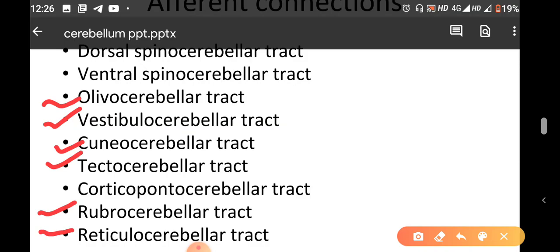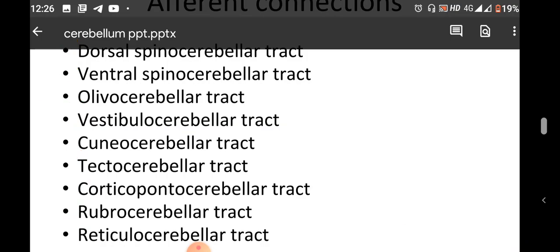Now, the corticopontocerebellar tract. The corticopontine fibers arise from the cerebral cortex and end in the pontine nuclei, from where the pontocerebellar fibers cross to enter the opposite side through the middle cerebellar peduncle. The ventral spinocerebellar tract goes through the superior cerebellar peduncle, and the dorsal one is via the inferior cerebellar peduncle.